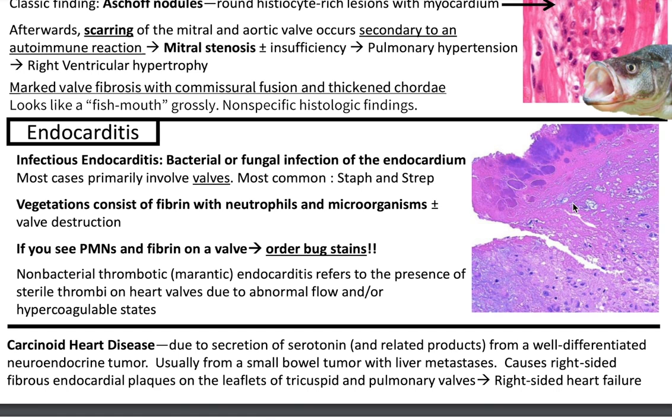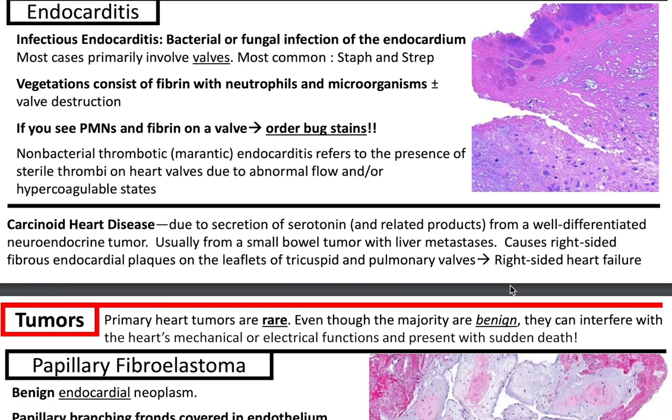If you see neutrophils and fibrin on a valve, order bug stains to rule out infectious endocarditis. Non-bacterial thrombotic, or marantic, endocarditis refers to the presence of sterile thrombi on heart valves due to abnormal flow and/or hypercoagulable states. Carcinoid heart disease is due to secretion of serotonin and related products from a well-differentiated neuroendocrine tumor, usually from a small bowel tumor with liver metastasis. It causes right-sided fibrous endocardial plaques on the leaflets of the tricuspid and pulmonary valves, leading to right-sided heart failure.